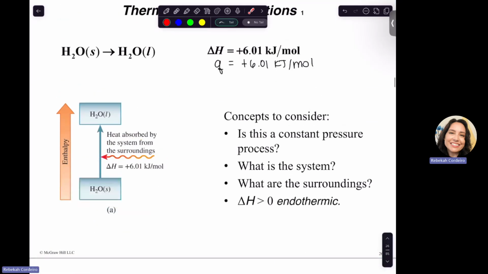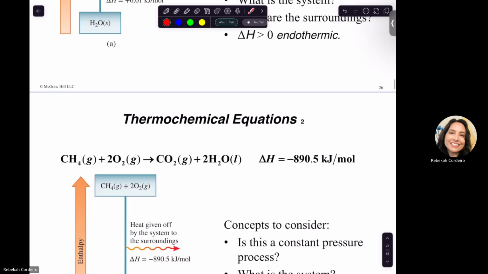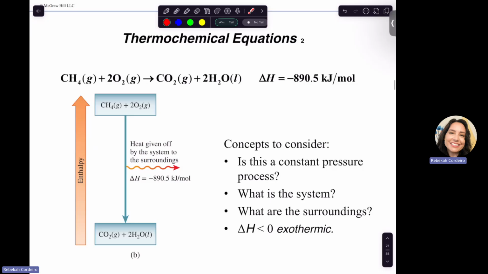Think about this: when you feel cold when ice is in your hand and it's melting, why does it feel cold? It's because the ice is taking the energy from your hand in order to melt. So where does that 6.01 kilojoules per mole come from? Your hand, if you're holding a piece of ice. We'll talk about the concepts a little more in class to try to help you with the endothermic, exothermic concept as well.